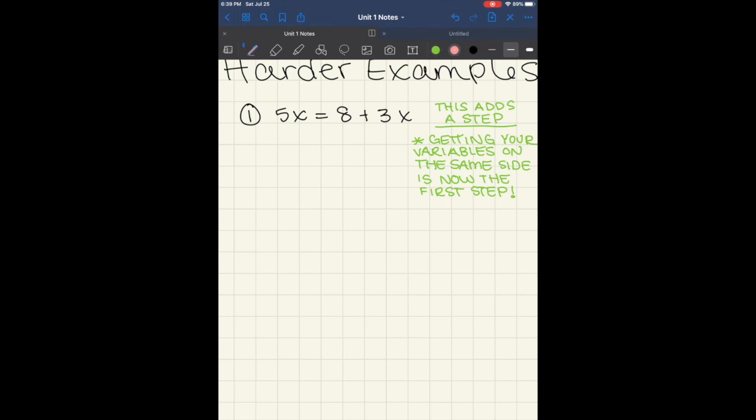So to get our variables on the same side, we're going to subtract 3x from both sides, because that makes us have a positive 2x on the left side, and we end up getting x equals 4.